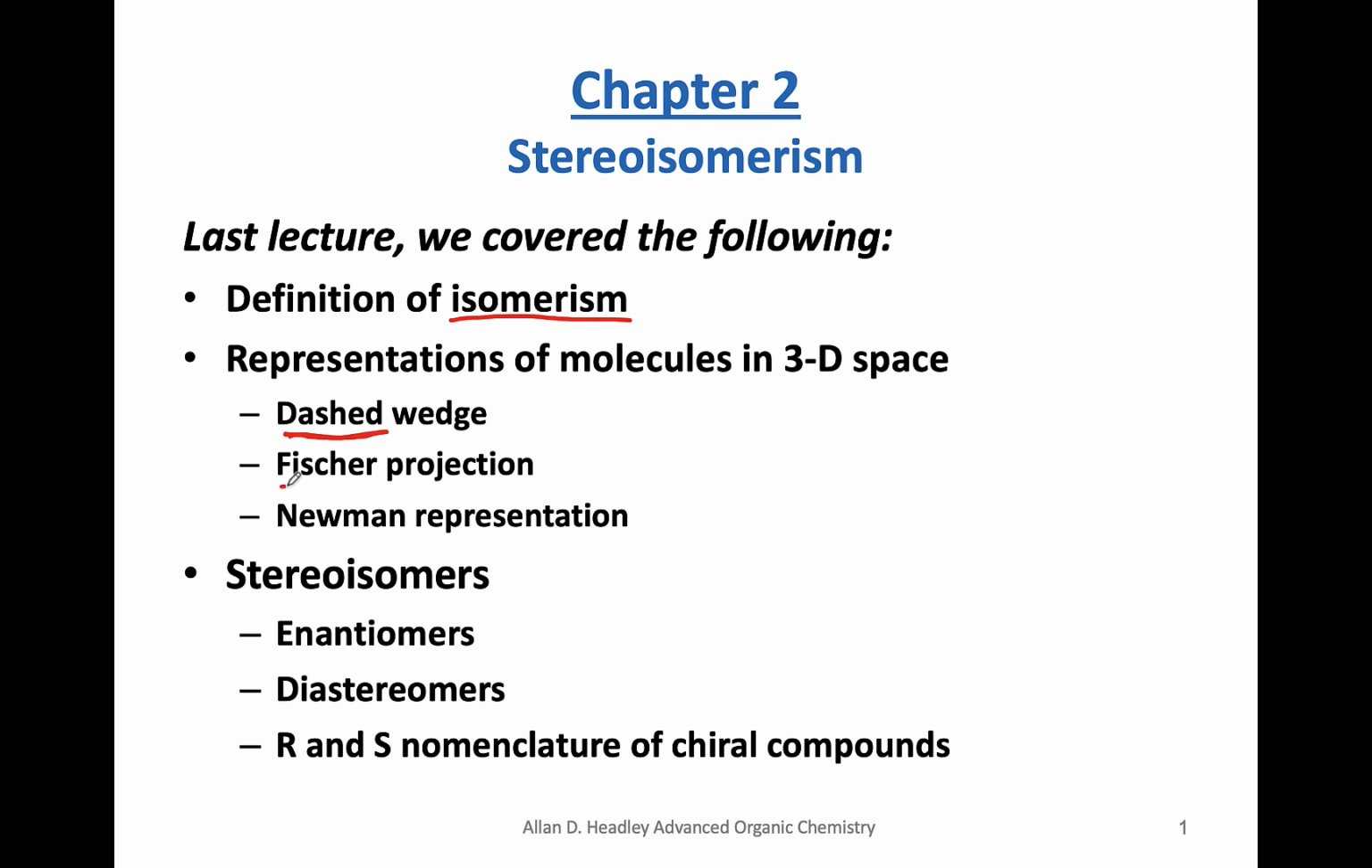We next looked at the Fischer projection, which is essentially a cross, where the horizontal represents the groups that are pointing towards the reader, and the vertical represents the groups that are in the back. Another representation that we looked at was the Newman.